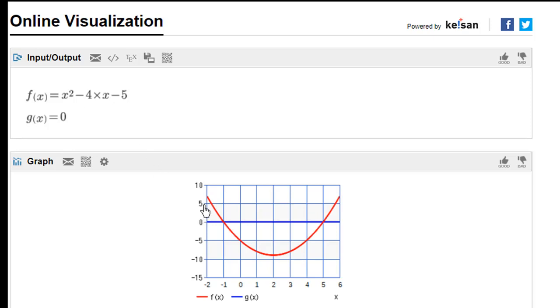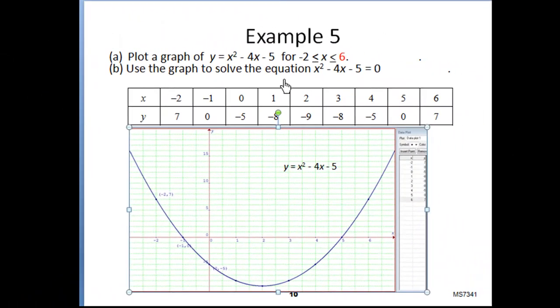The red curve is the graph of x squared minus 4x minus 5. One of the points is x equal to minus 1, and another point is x equal to 5. You can get it from the table. x equal to minus 1, x equal to 5. So the solution for x squared minus 4x minus 5 equal to 0 is x equal to minus 1 and x equal to 5.